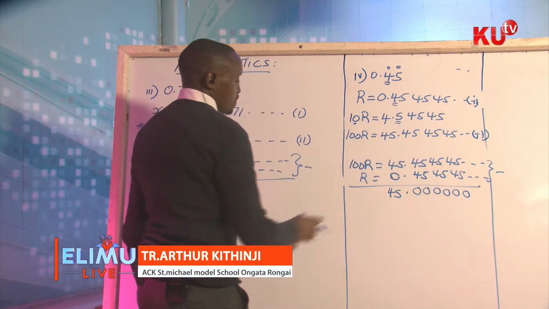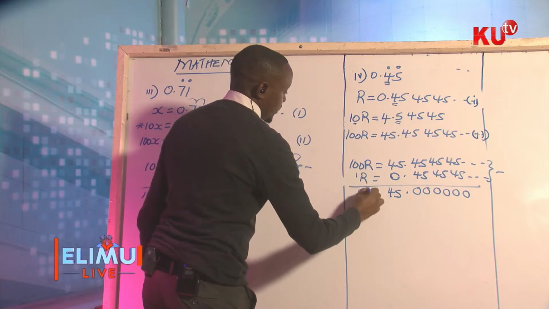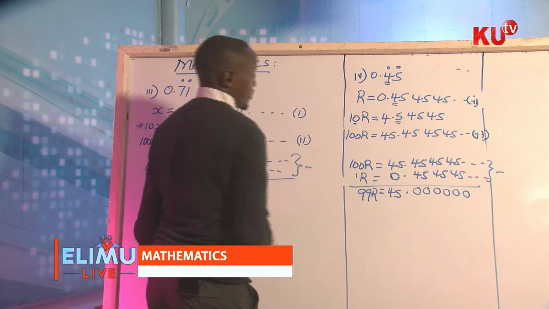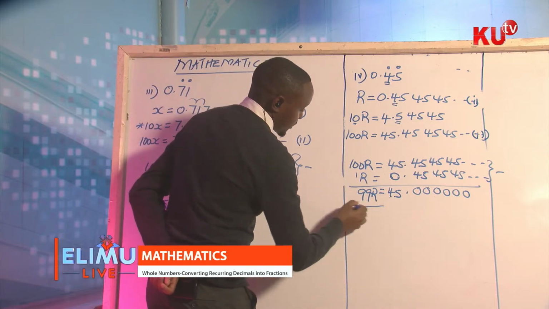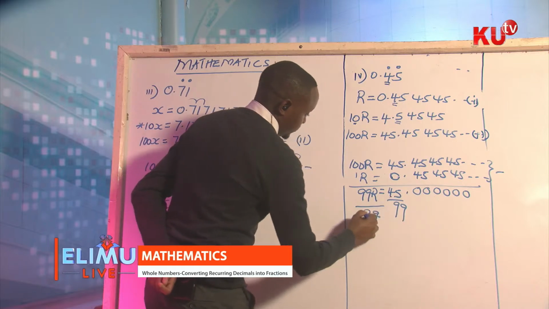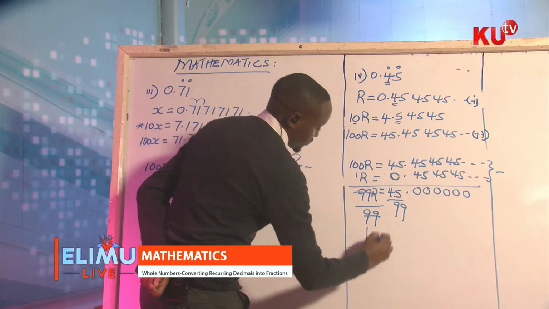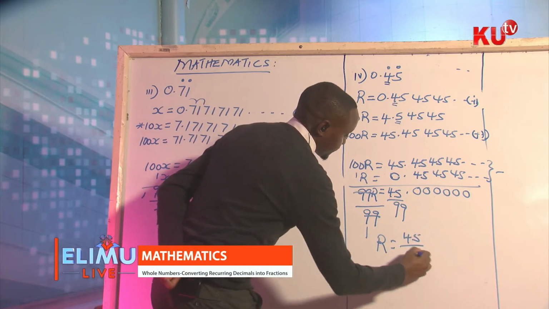And then 100r minus 1r is equal to 99r, which is equal to 45. We want to be left with r on one side, so we shall divide both sides by 99. 99 cancels, so we have r being equal to 45 all over 99.